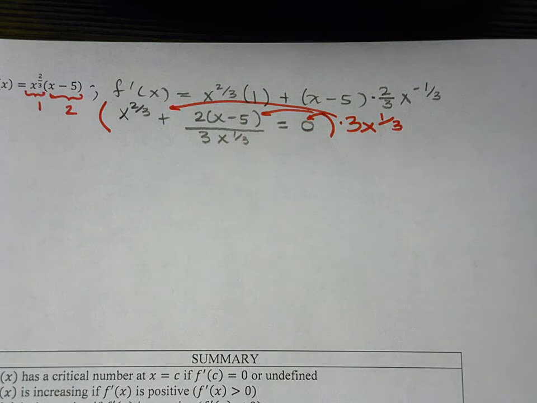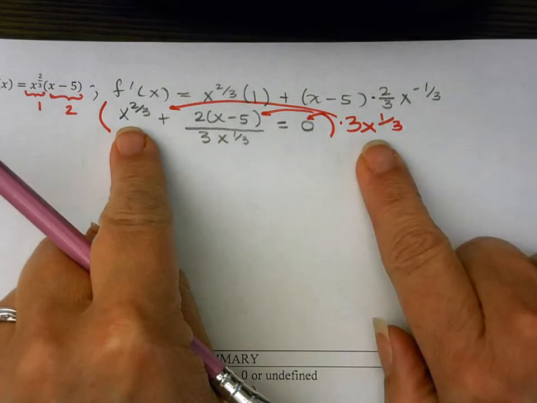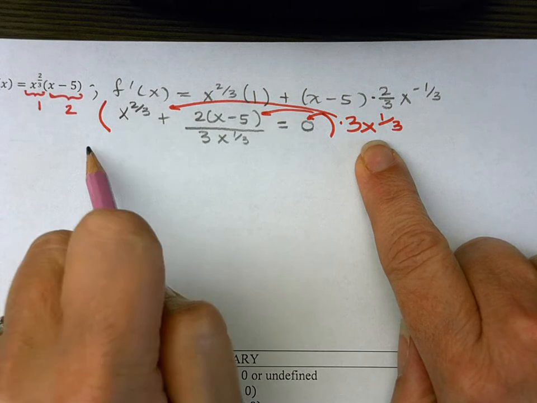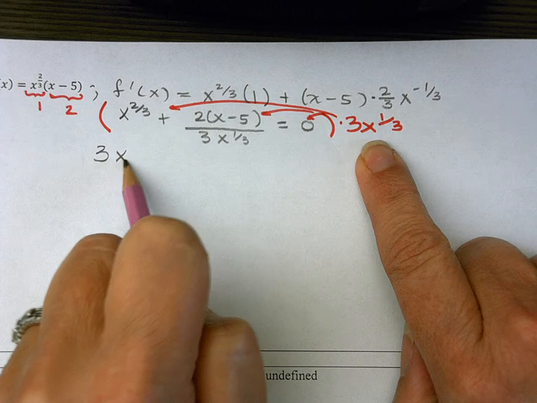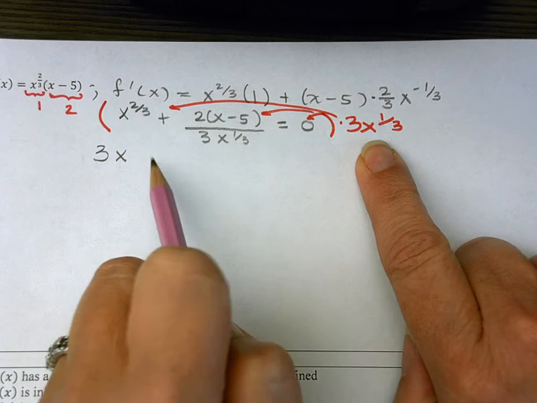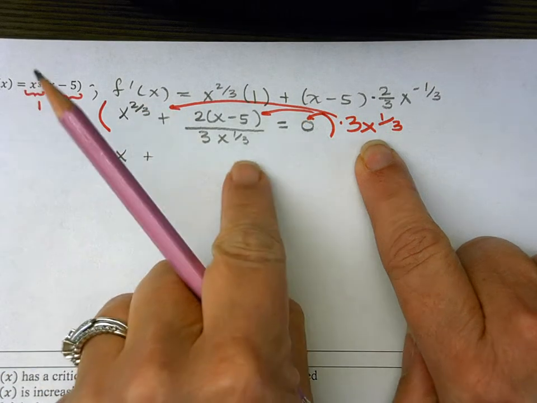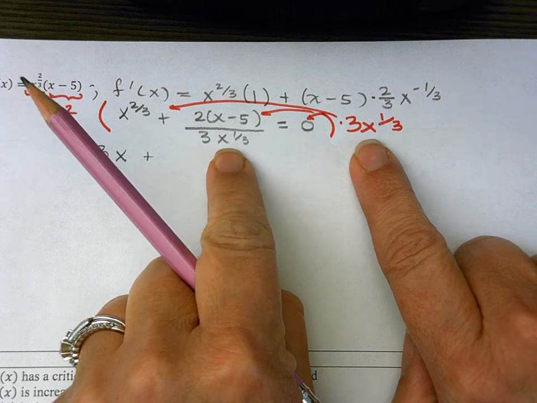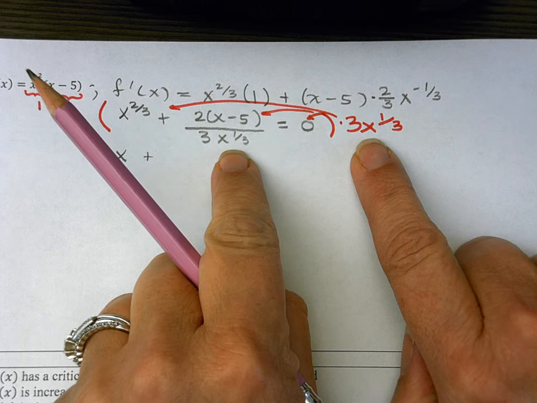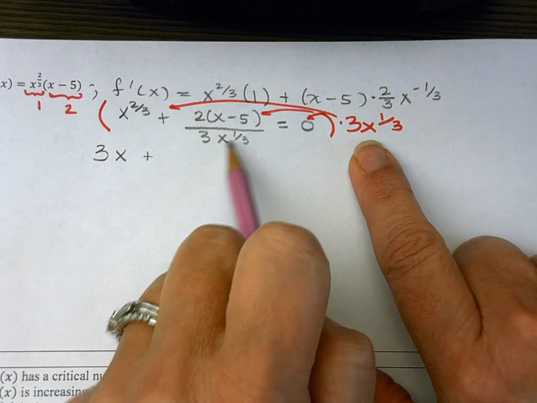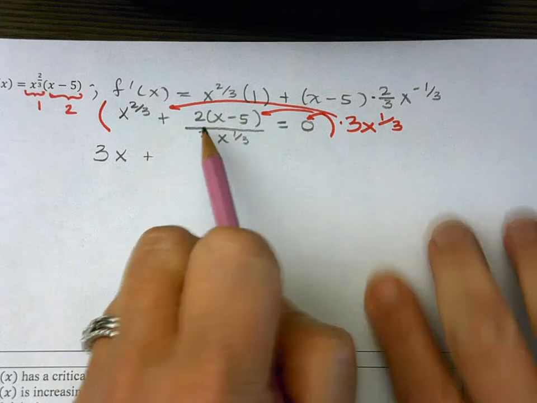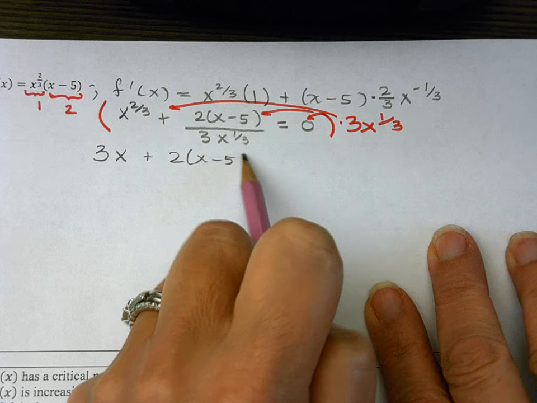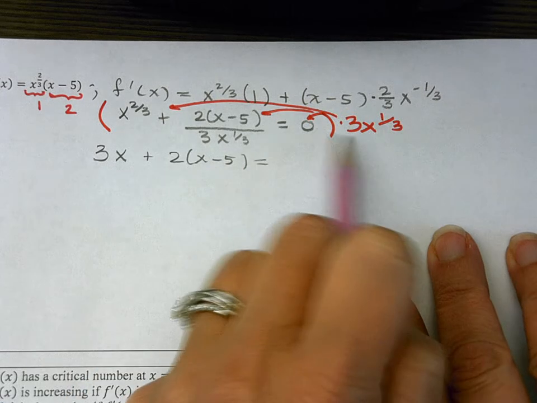So when I multiply these together, I'm going to add my powers. So I have 2/3 plus 1/3, which is 3/3. So that would give me 3x to the 3/3, which is just 1. And then plus, when I multiply these together, the 3x to the 1/3 will cancel, and so that's just going to equal 1, right? So right here, this will just equal 1. So then I just have left the 2 times x minus 5. And then equal 0 times that will just be 0.